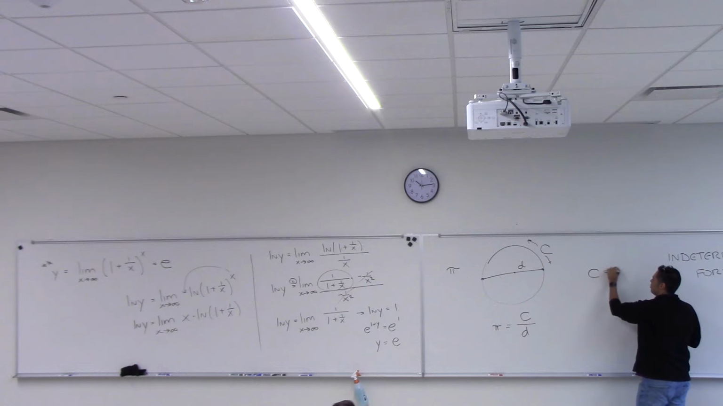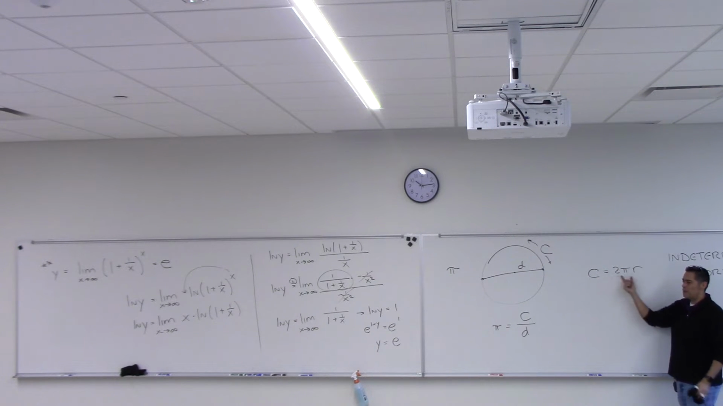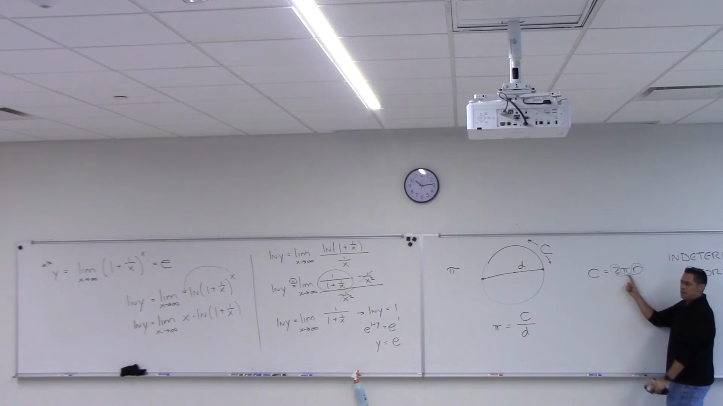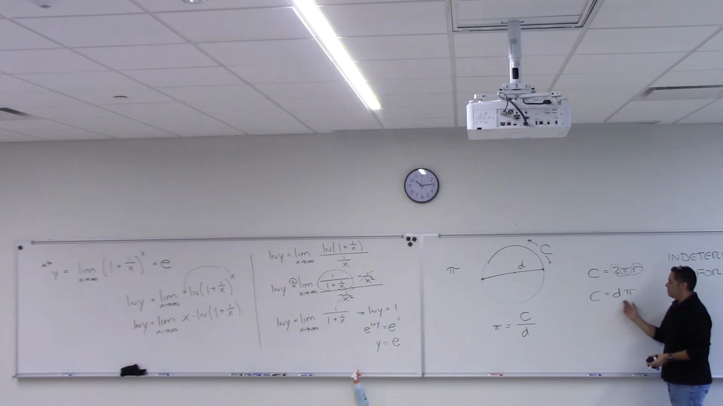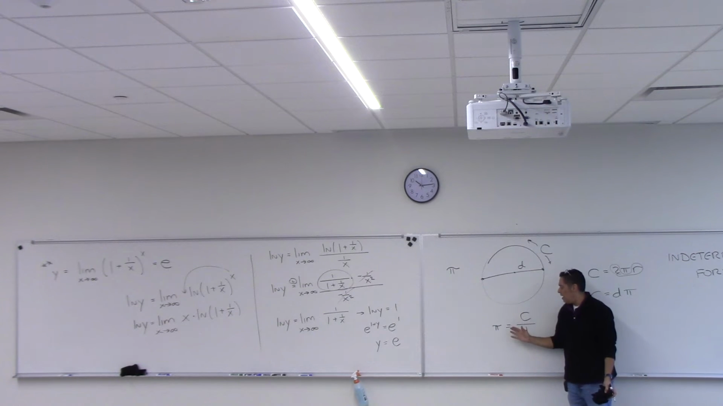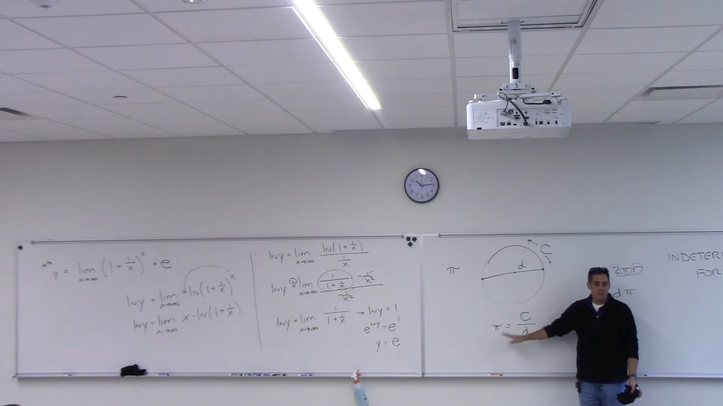Circumference by definition is 2 pi r. That's the definition of circumference. And twice the radius is the diameter, right? Twice the radius is diameter. So this is really the same as d pi. And if you divide both sides by d, you get this formula right here. But this is it. This is the formula for pi. If you want to know what pi is, take any circle's circumference, divide it by its diameter, and that's what pi is. All right?